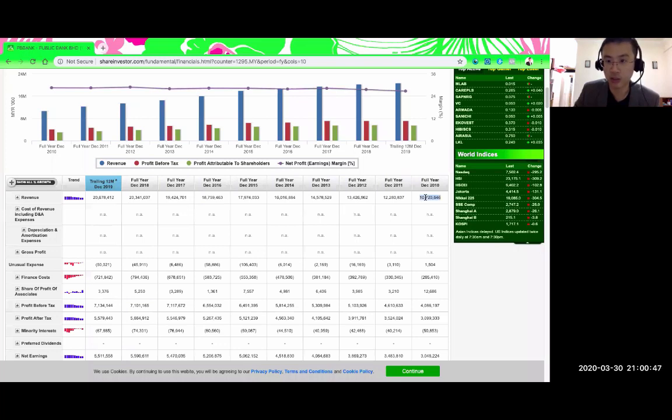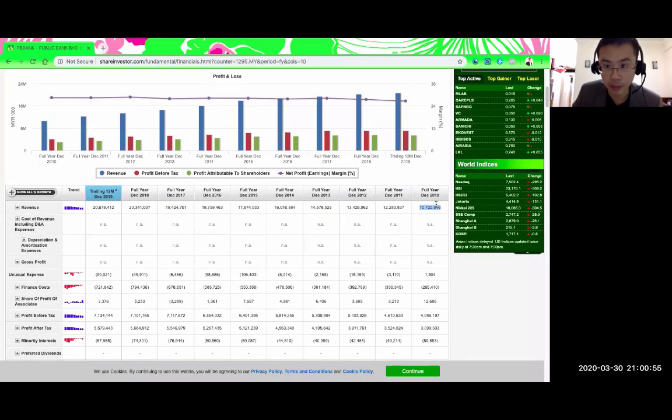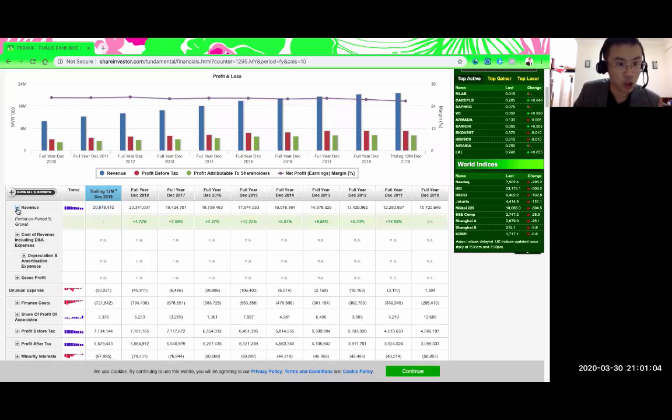But if you want solid data, you can see in 2010 Public Bank makes about, I believe this is in thousands, so this should be 10 billion, going up to 20 billion revenue. If you click the plus button, it will tell you what the growth is. Every year you see Public Bank is growing the revenue consistently.